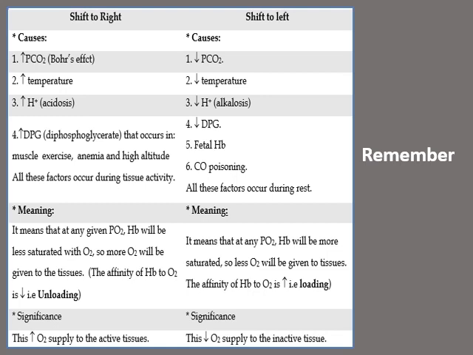Now always remember the difference between a shift to the right and a shift to the left of the oxygen hemoglobin dissociation curve. Shift to the right means that at any given partial pressure of oxygen, hemoglobin will be less saturated with oxygen, so more oxygen will be given to the tissue. It's a state of unloading. While shift to the left means that at any partial pressure of oxygen, hemoglobin will be more saturated, so less oxygen will be given to the tissue, so the hemoglobin will be loaded with oxygen.